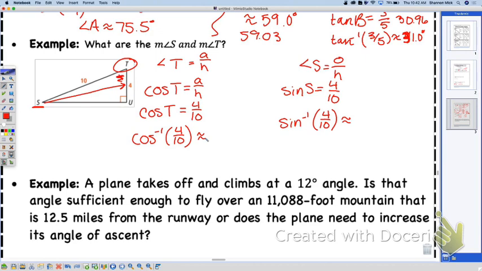Would it be X, like equals or whatever? If you want, you can put X there. Could you put X instead of T and S? Yes. You could write this. This is what I did on the other ones.